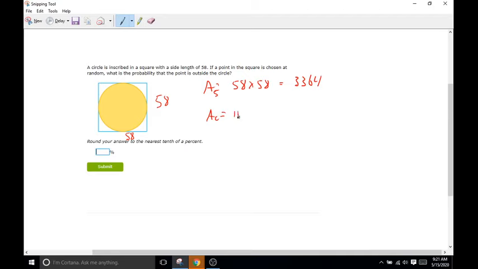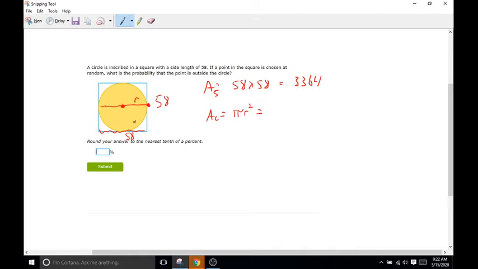Okay, now let's find the area of the circle. Area of a circle is pi r squared. Okay, so we know the length of a side of the square is going to be 58. If we kind of translate this side right here, we just slid it up so it was kind of like this, right? That means our diameter of the circle is going to be 58, right? So if our diameter is 58, we want our radius for our equation. Well, our radius is just half the diameter.